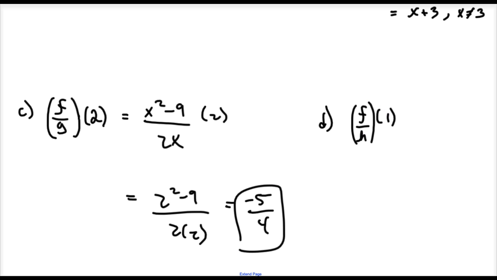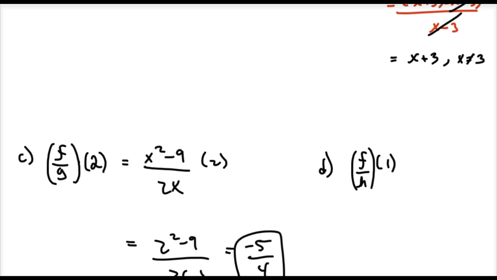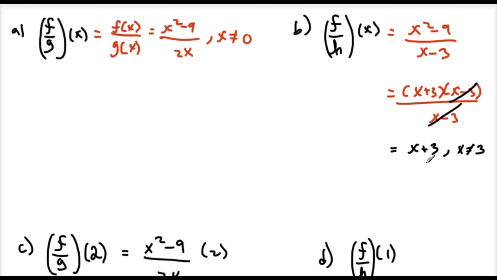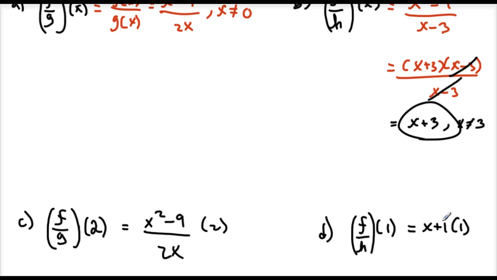F over h of 1, well, we learned up here that f over h is simply x plus 3, so that's the same thing as saying x plus 3 at 1. So if you plug it in, 1 plus 3, which is just 4. So that would be the answer right there.